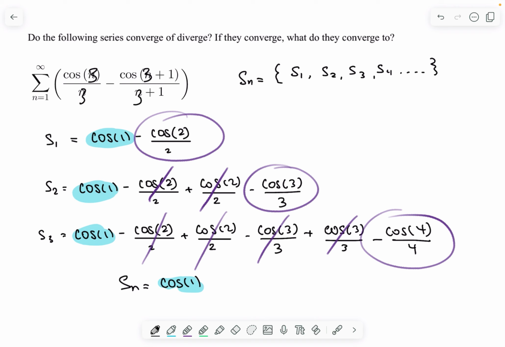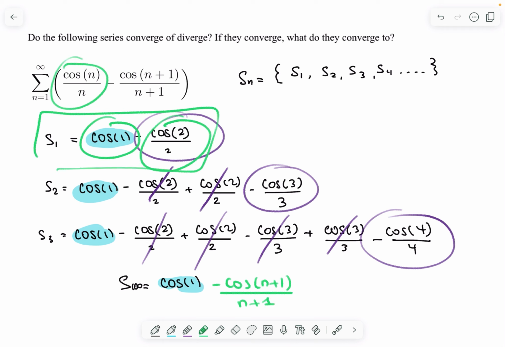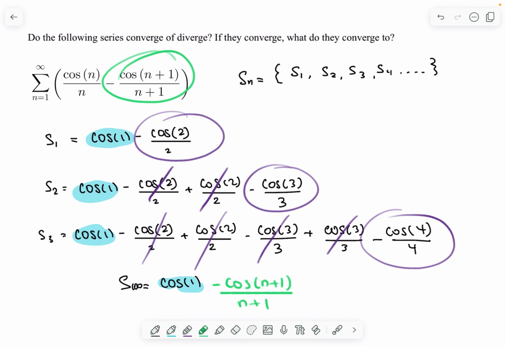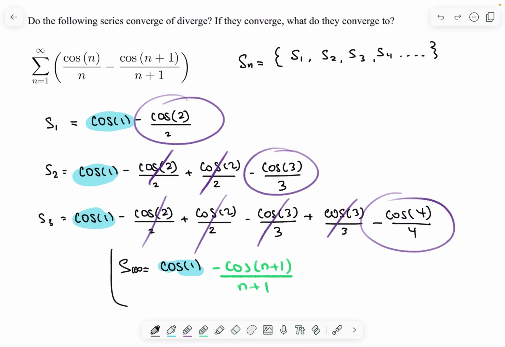But the problem is the last term is different for every partial sum. So the question is, how can we come up with a formula that's going to represent the last term no matter what n is? I can plug in, let's say, S sub 100. When I plug in 100, I should get the last term at the 100th partial sum. So what is that going to be? Well, that's going to be this right here. This is the formula that represents the last term in every partial sum. The perfect example, this you get from here, and then this you get from here. This here is always going to give you the last term. All right, so then this is your simplified S sub n, and then you can go ahead and find the limit of that.